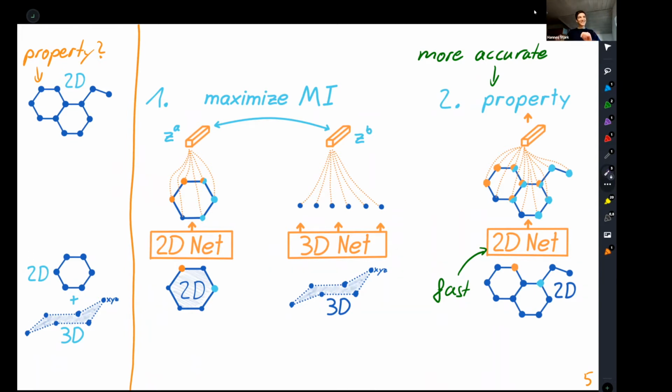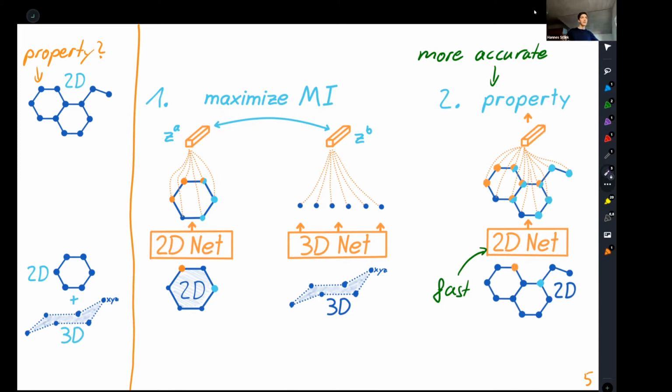Just a comment, in theory, if you maximize mutual information, this should not happen, because that means you're trying to maximize the amount of information you extract from the 3D net as well. There would be fewer bits. If you throw away information from the 3D thing, then the mutual information will be smaller.